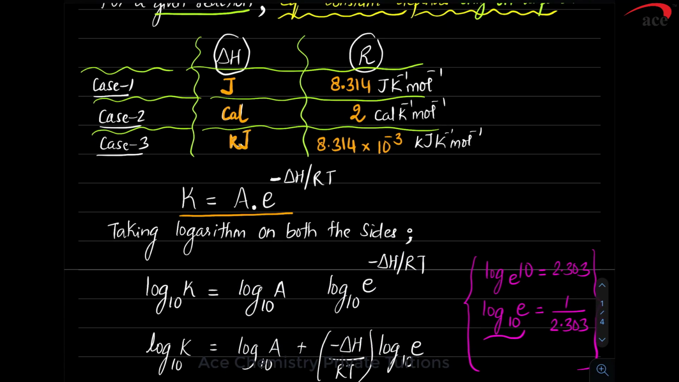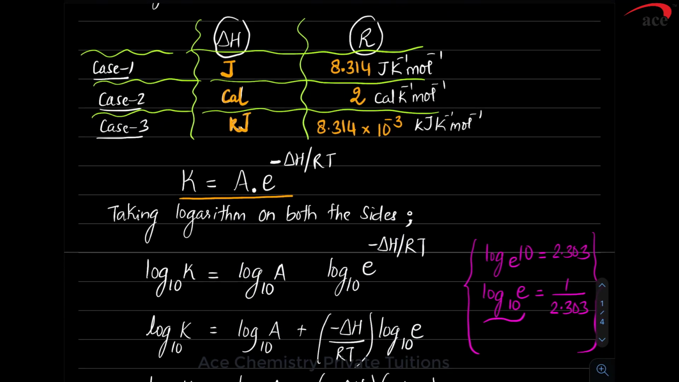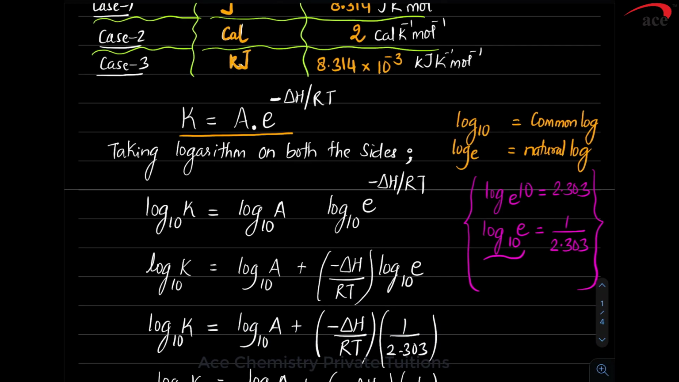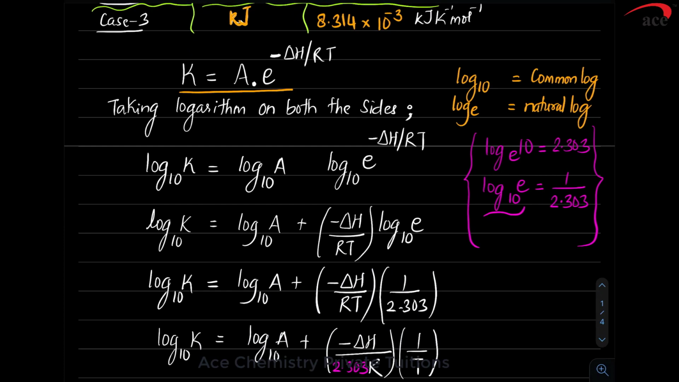If you take logarithm on both the sides and if you take log with base 10, then it is called common log. And if you take log with base e, it is called natural log, where e is a logarithmic constant. We are taking it with common log. If you take it with common log, then we know that multiplication that we had will become plus, and your formula will be log of K will be log of A plus this factor.